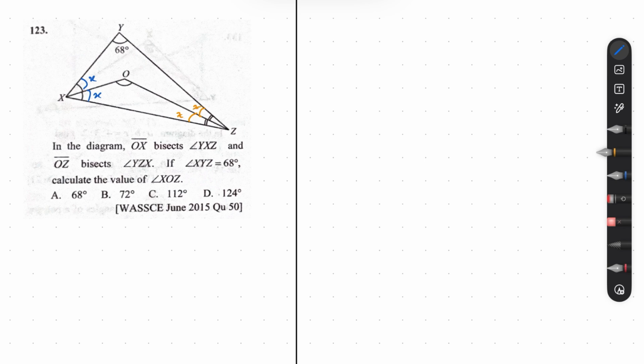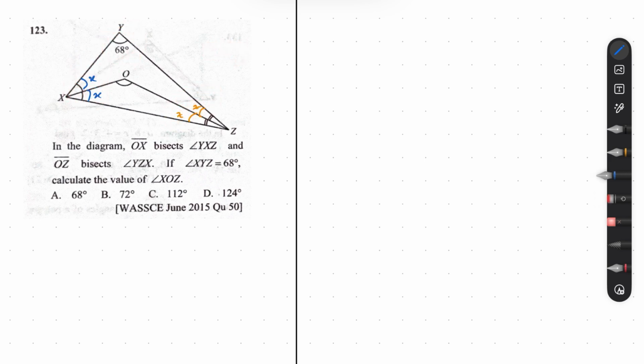Cool. Now when we add this angle here and this angle here, we should get 180, because the angles in a triangle add up to 180. So let's do that. That means x plus z plus z plus 68 should give us 180. So we have 2x, 2z, and 68.